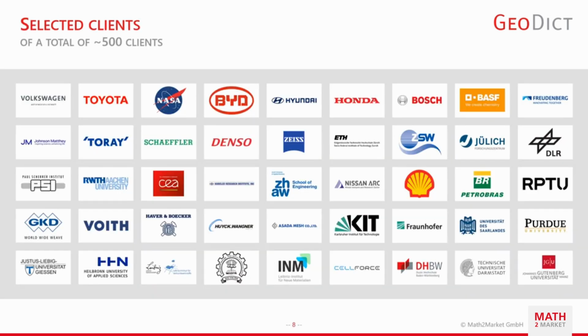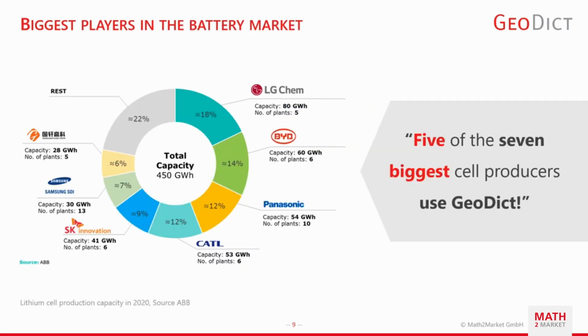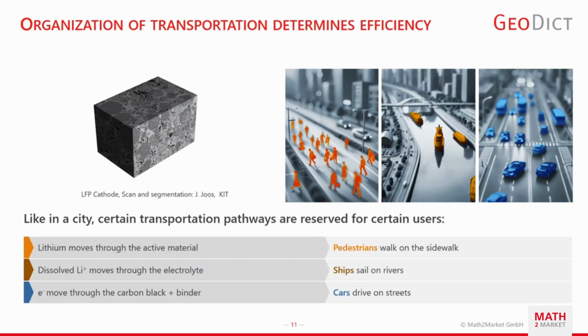And we have many companies already making use of digital material design with GeoDict. Just some of them are on this slide, but maybe I want to focus on this statistic I have seen. That is the 7 biggest battery cell producers, and I'm very proud that 5 of them are also using GeoDict to improve their products. And I want to show you now what you can do with GeoDict in battery research and battery development.